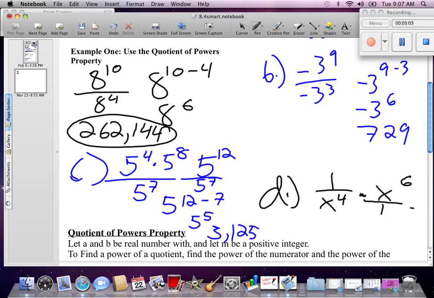Let's look at D. Haley, what do I do with D? Now, do you see that I put a 1 over x to the 6th? So if you do that, what do you do first, Haley, after that point? Haley, what's 1 times x to the 6th? Yep, x to the 6th, or 1x6. What's x to the 4th times 1?